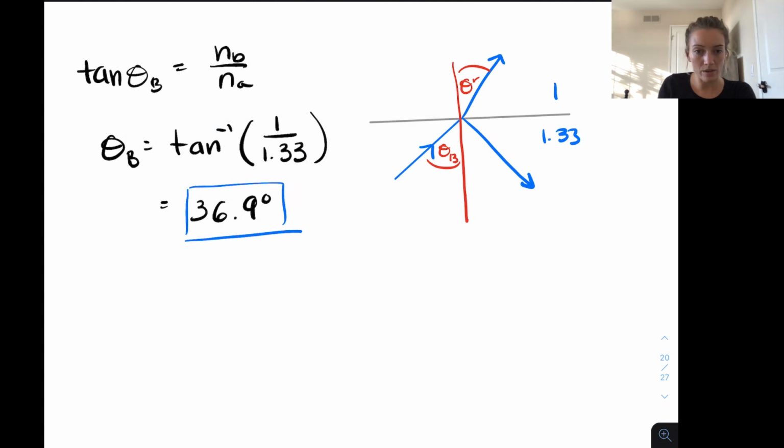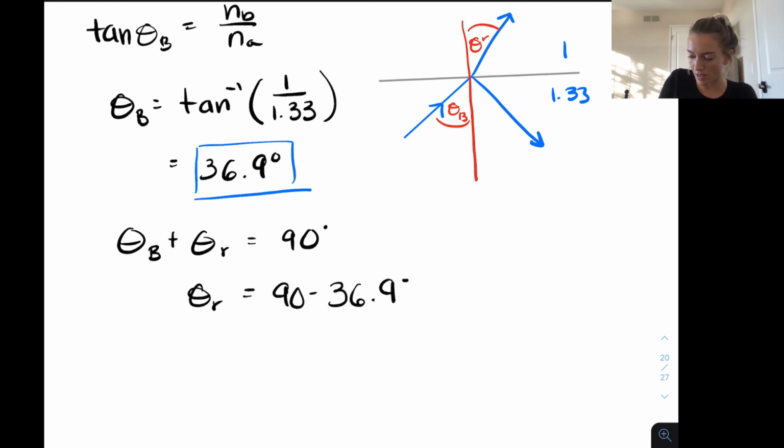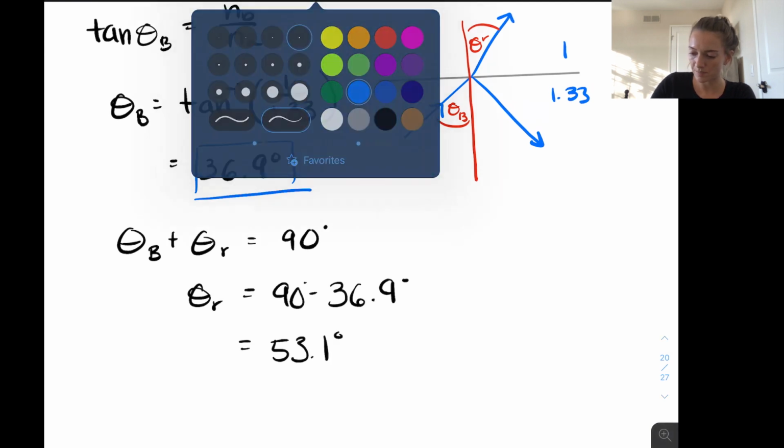And then what is the corresponding angle of refraction? Well, you can kind of guess what it's going to be, but let's just do it the full way so that we're sure. So we know that the Brewster angle and the angle of refraction will add up to 90. So our angle of refraction will be 90 minus 36.9. And so for our angle of refraction, we're going to get 53.1 degrees.